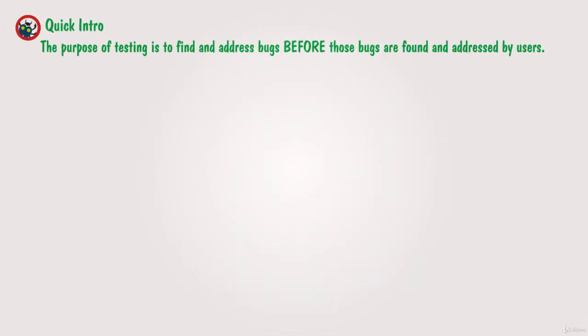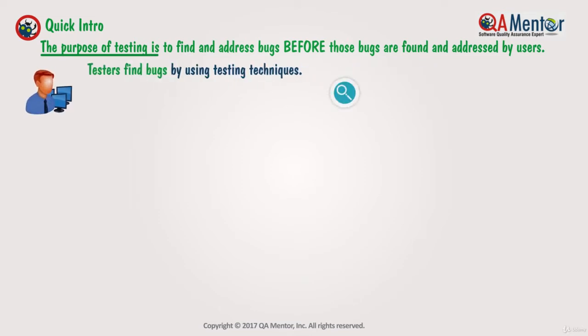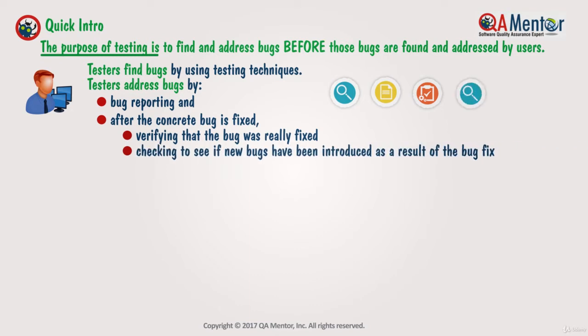Quick intro. The purpose of testing is to find and address bugs before those bugs are found and addressed by users. Let's elaborate on the terms find and address. Testers find bugs by using testing techniques. Testers address bugs by bug reporting, and after the concrete bug is fixed, verifying that the bug was really fixed, and checking to see if new bugs have been introduced as a result of the bug fix.